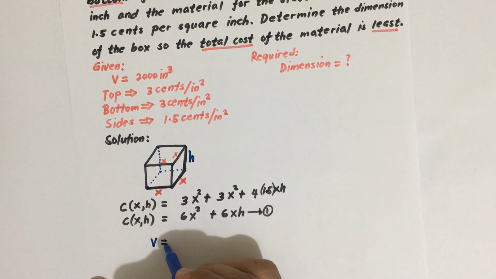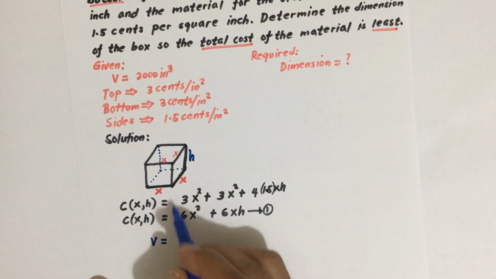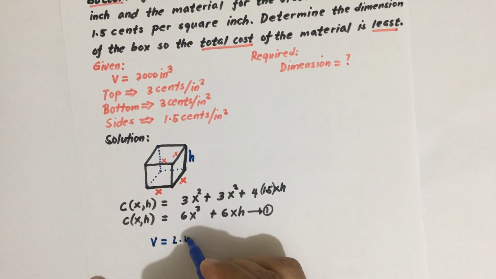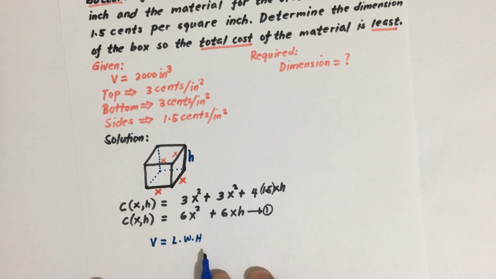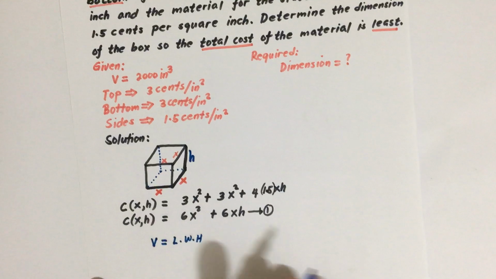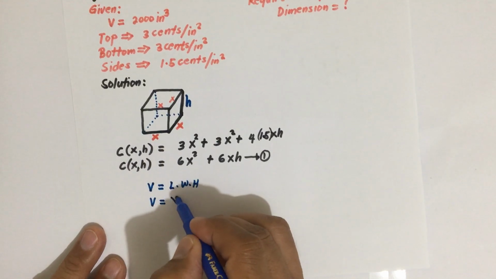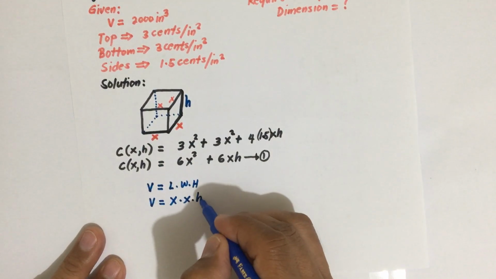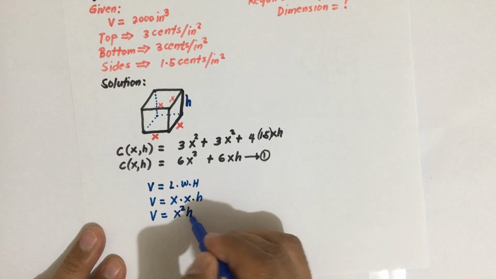of the volume. When we speak of a box, we have a volume, which is simply the product of the length, width, and height. This is the general formula for the volume of a box: length times width times height. In our illustration, the length is x, the width is x also, and the height is h. So the volume is x times x, which is x squared, multiplied by h.